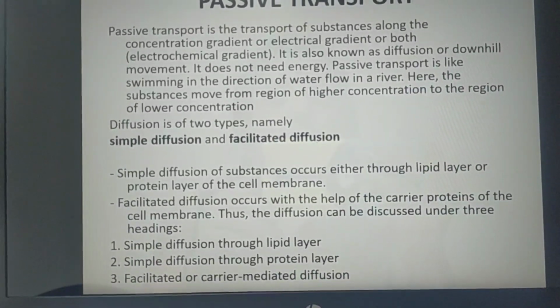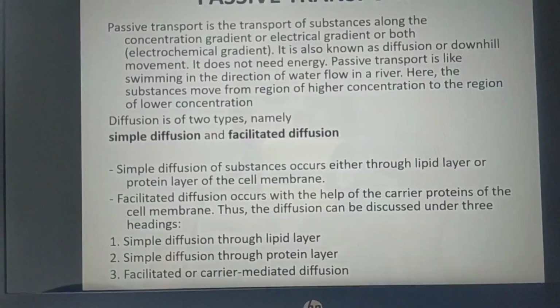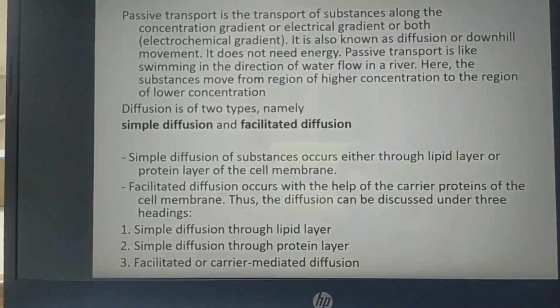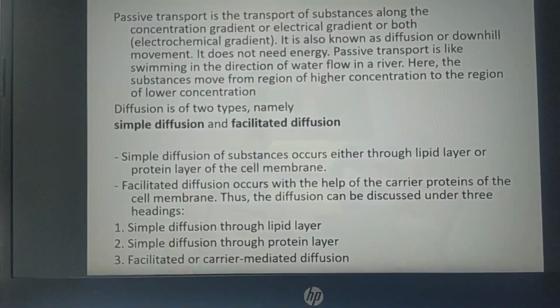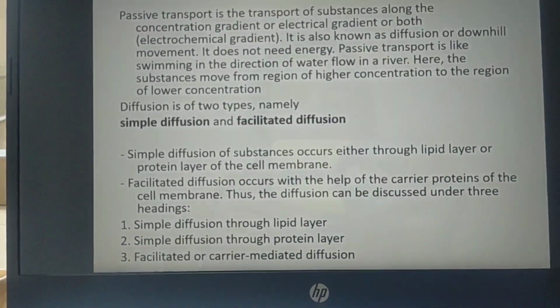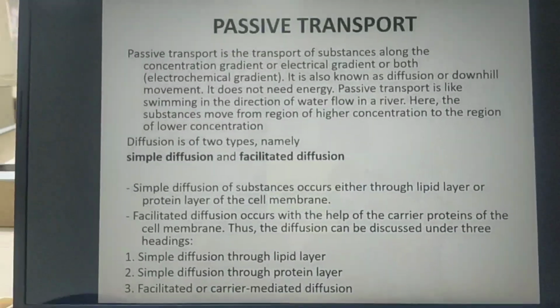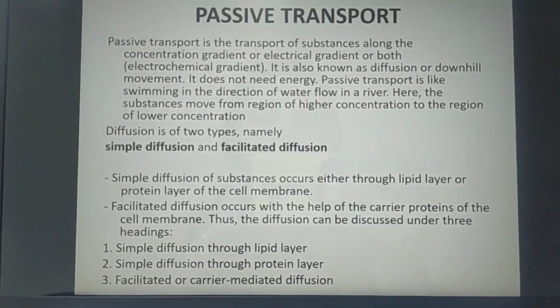This is how diffusion can be discussed under three headings. So now the diffusion would be of three types: simple diffusion through the lipid layer, simple diffusion through the protein layer, and facilitated or carrier mediated diffusion. We'll talk about every type.